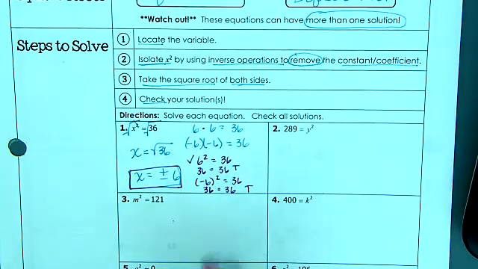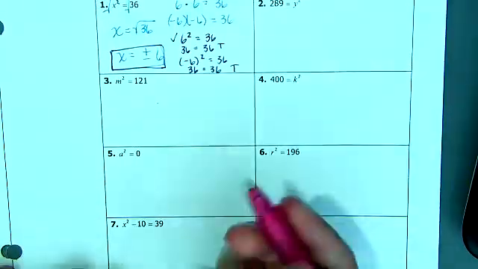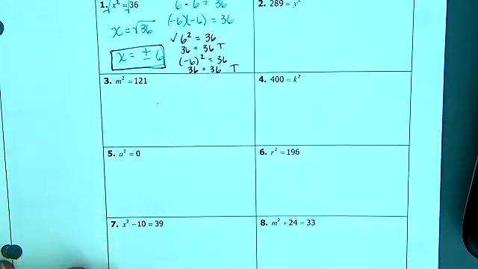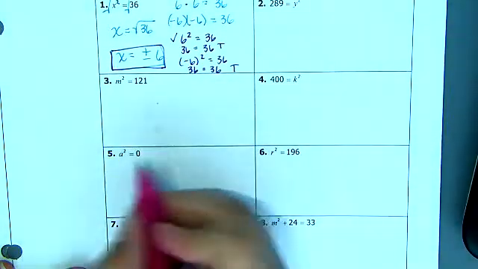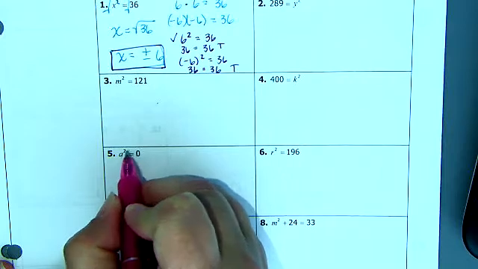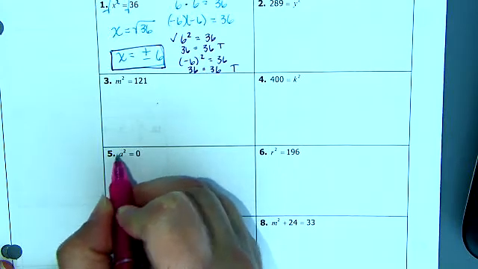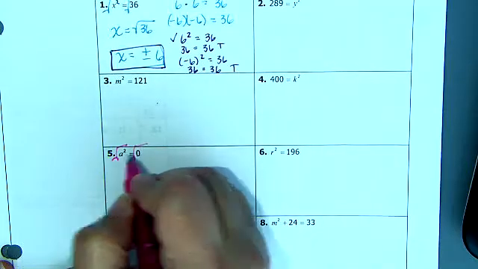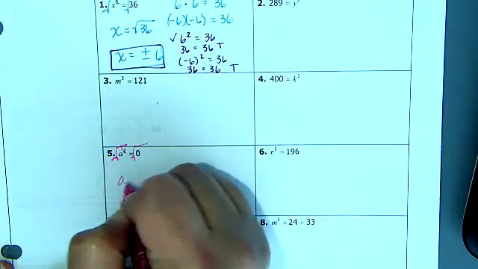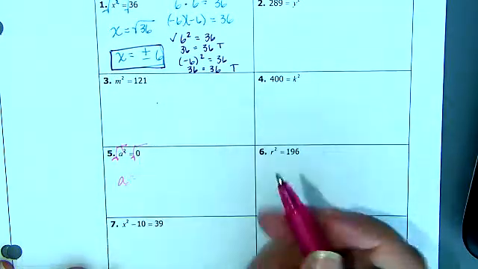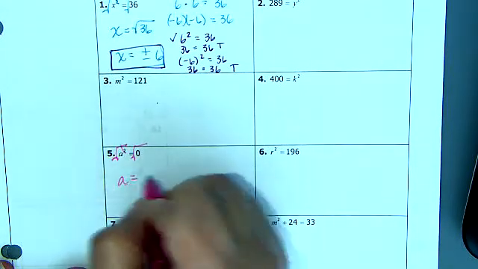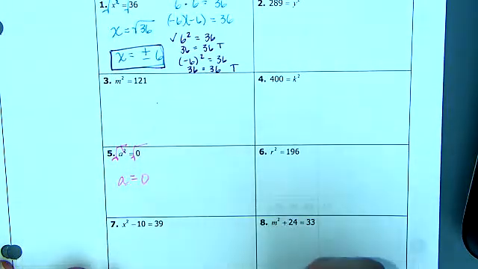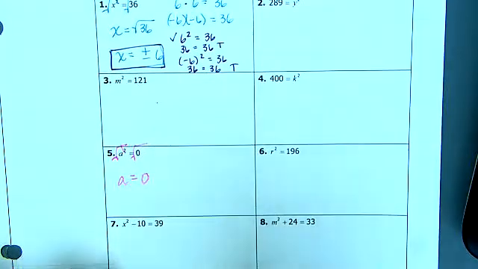All right, number 5, moving on down. A does not have anything added or subtracted. The a squared has nothing added or subtracted, and there's no coefficient, so I just take the square root of both sides. When I do this, the squareds cancel. I'm left with a equals 0. Okay. There is no positive or negative 0 because 0 times 0, there cannot be a negative 0.